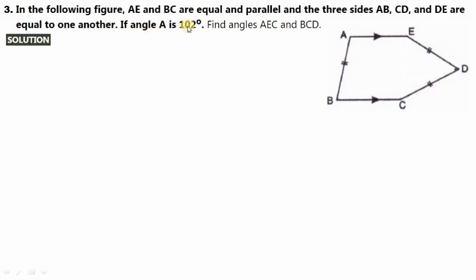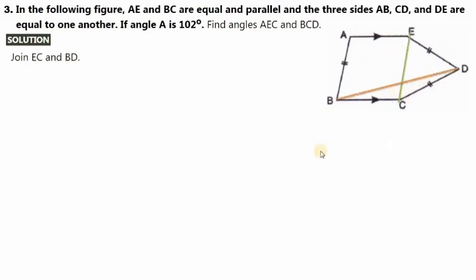If angle A is 102 degree, so this angle is 102 degree, find the angle AEC, and you need to find what is angle BCD. So you need to find this angle and AEC. So basically we need to join EC. I am not only joining EC but I am joining BD also. So when EC and BD are joined, then you have this kind of figure.